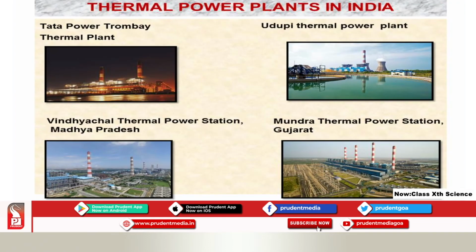These are some of the examples of thermal power plants in India. We have many thermal power plants. I have listed some of them. So, Tata Power Trombay thermal plant, Udupi thermal power plant, then Vindhyachal thermal power station in Madhya Pradesh and Mundra thermal power station in Gujarat. So, these are some of the examples of thermal power plants in our country.